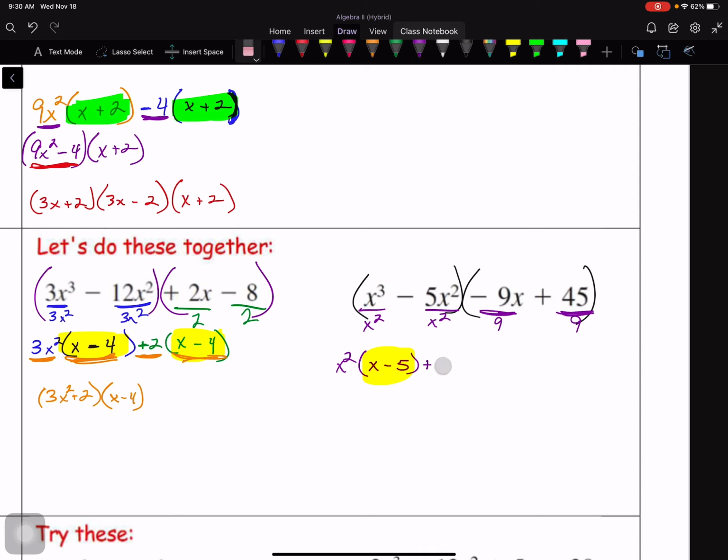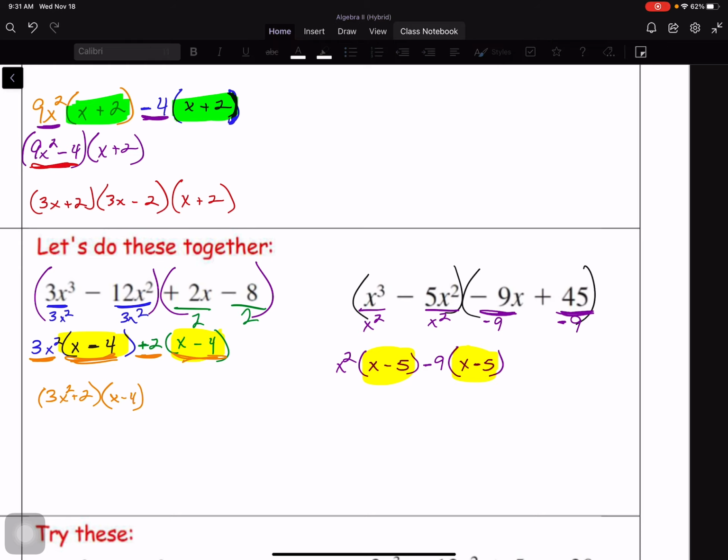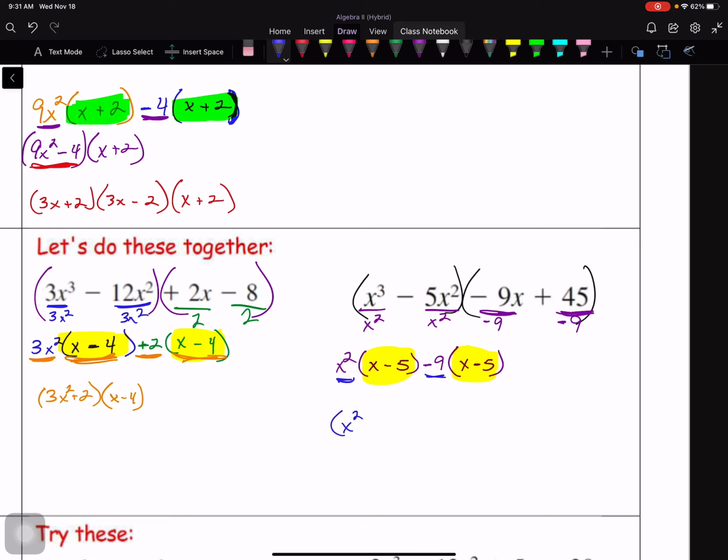So here's what we can do instead. We can say, hey, let's just divide both these by negative 9. So I'm going to take a negative 9 out now. And now negative 9x divided by negative 9 is positive x, so we're good there. 45 divided by negative 9 is negative 5. Hey, who would have guessed? Got the same thing again. And then again, rewrite this. So we'll take x squared minus 9 as our first group here, and then x minus 5, because that's what they had in common.